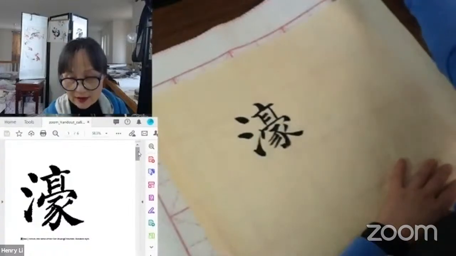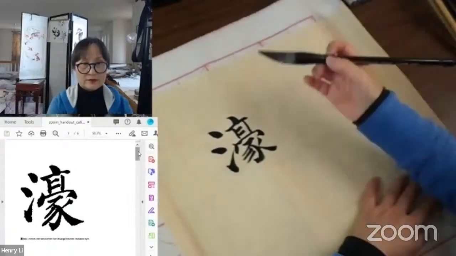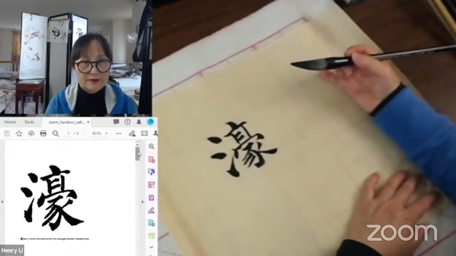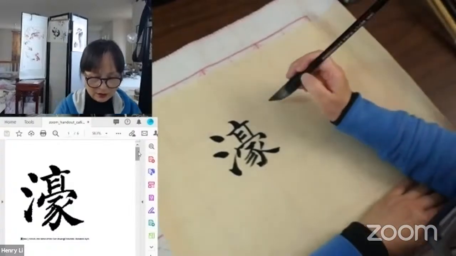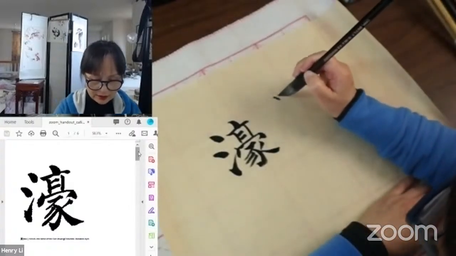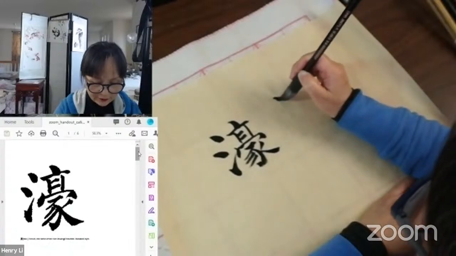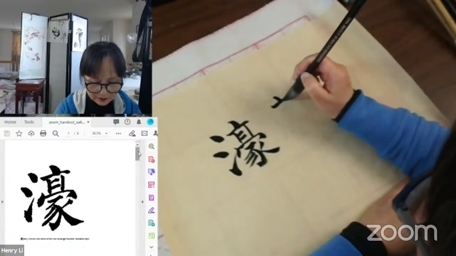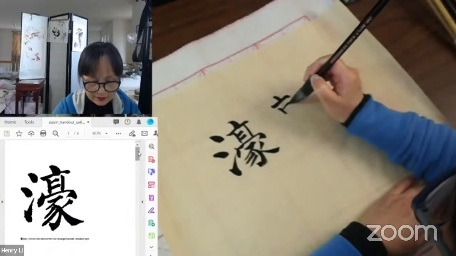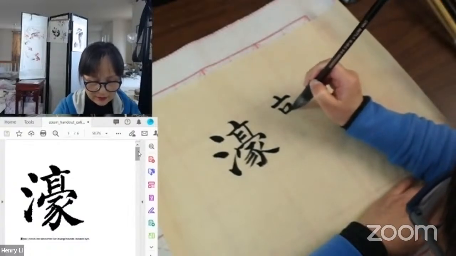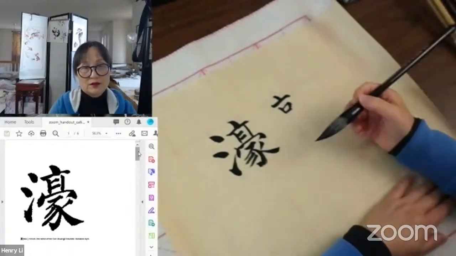You see the handout. This character, this part is also for handwriting. It can also be done as the mouth. This part.